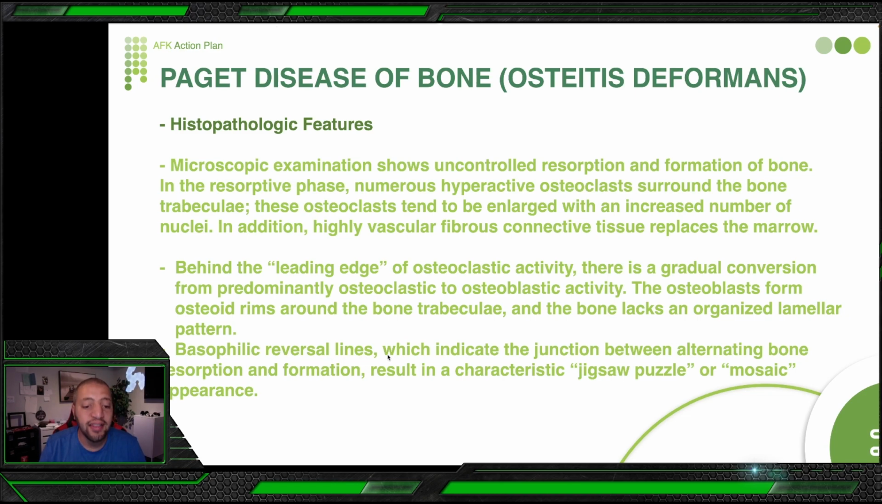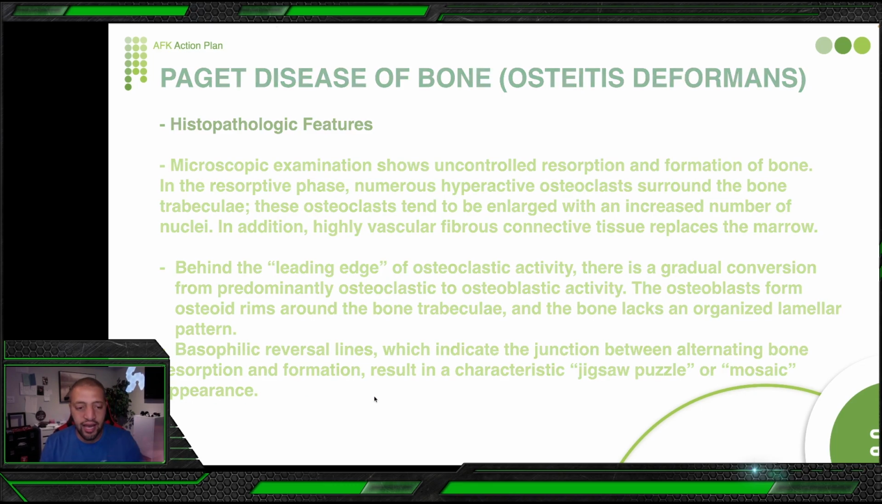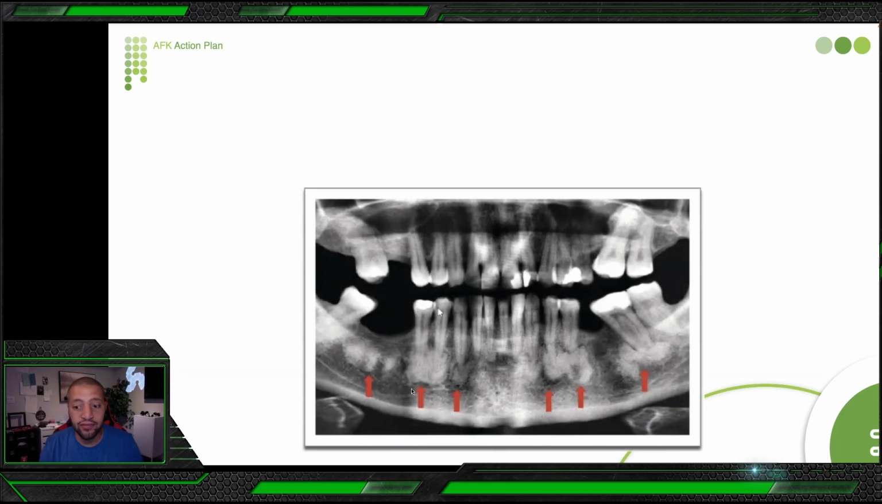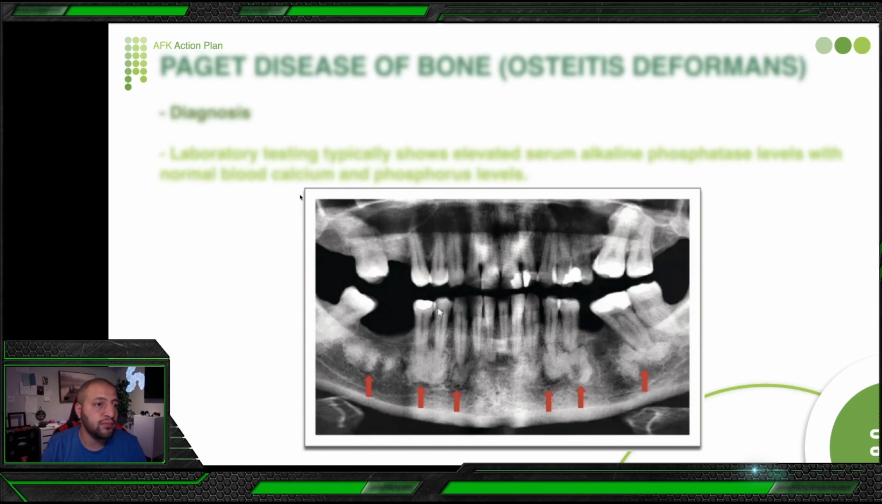Basophilic reversal lines, which indicate the junction between alternating bone resorption and formation, result in a characteristic jigsaw puzzle or mosaic appearance. So let me, at the end, tell you what words I will get from this condition.